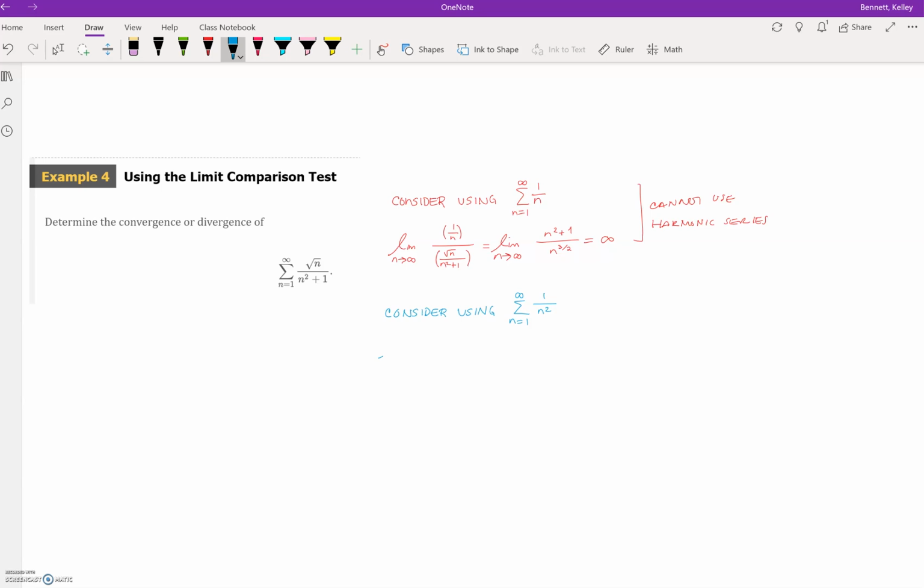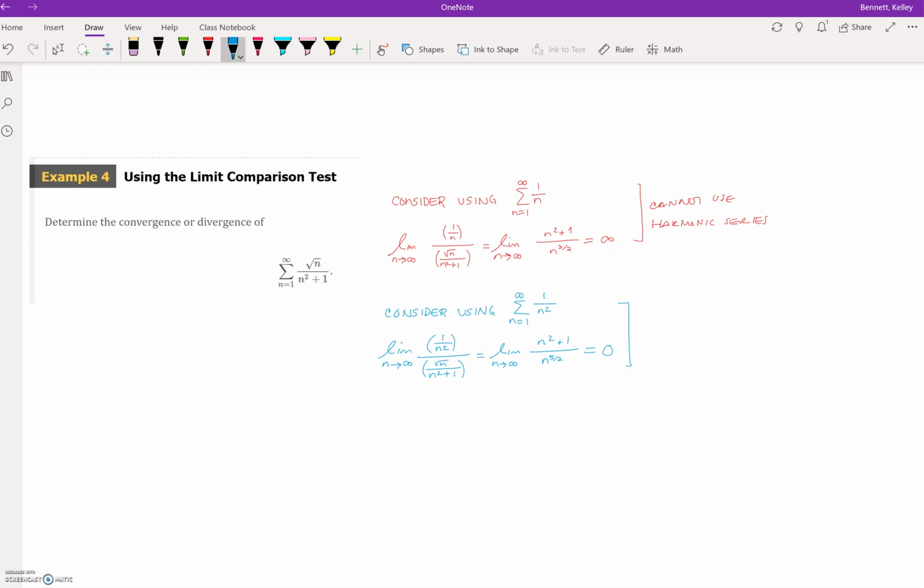So then I would have here the limit as n goes to infinity of 1 over n squared divided by root n over n squared plus 1. And so I would get the limit as n goes to infinity of n squared plus 1 over n to the 5 halves. And you're thinking, okay, this is good. This isn't going to infinity. The problem is that this limit is 0.